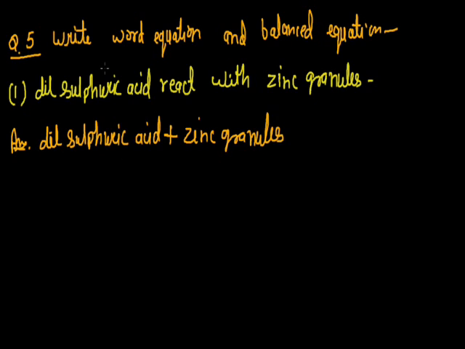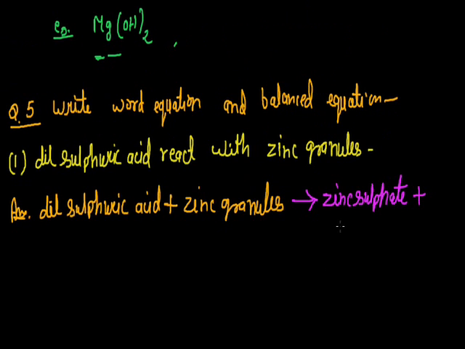These are the two reactants of this reaction. Now after the reaction, the products are formed. When we react dilute sulfuric acid with zinc, it gives zinc sulfate. So the first product is zinc sulfate and the second product is hydrogen gas. Zinc sulfate plus hydrogen gas.